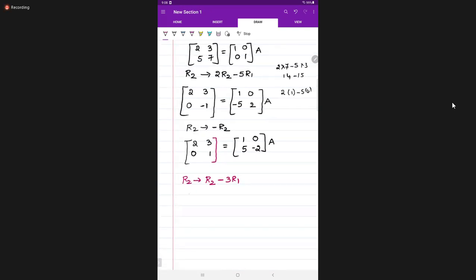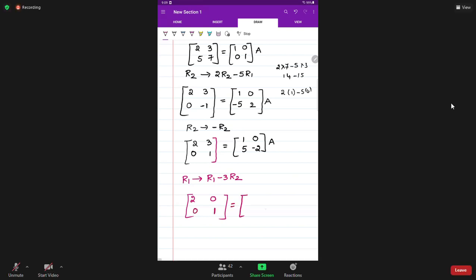So R1 implies R1 minus 3R2. Now tell me. 2 minus 3 into 0, 2 only you will get. Zero. Next, 0, 1, 1. Here.